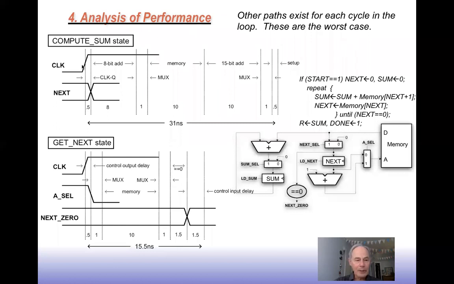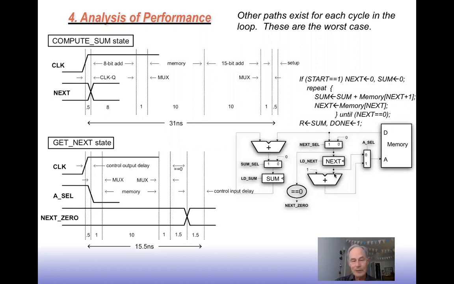here's compute sum here. So we begin at the rising edge of the clock here. Okay, and then there's a clock to Q delay on the next register, right? Because that will have been changed. The cycle before was the get next cycle, so that register is changing there. So we'll see it actually change a little bit at the beginning of this compute sum state, or the clock cycle associated with the compute sum state. So that's this delay here. It's the 0.5 nanosecond clock to Q delay.